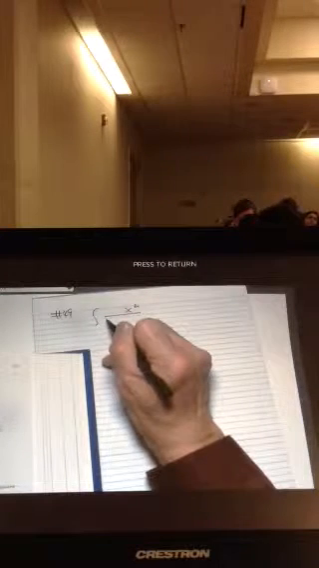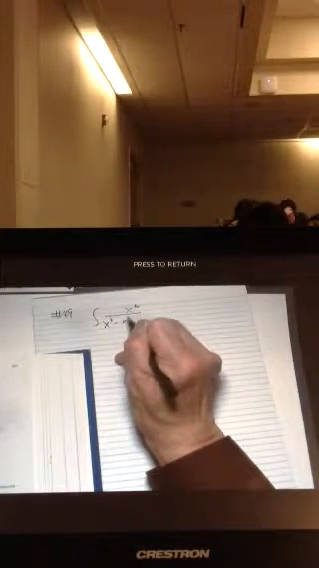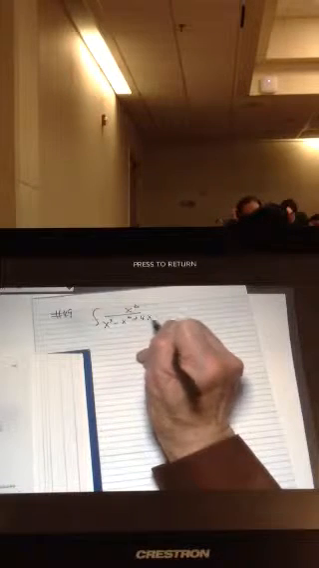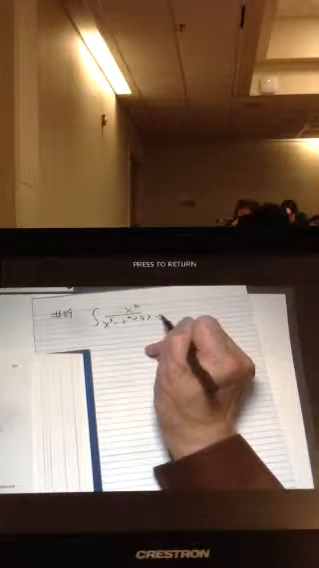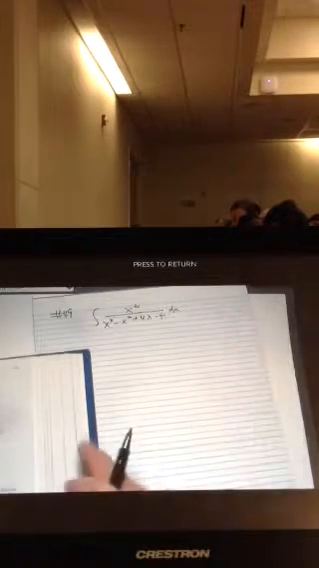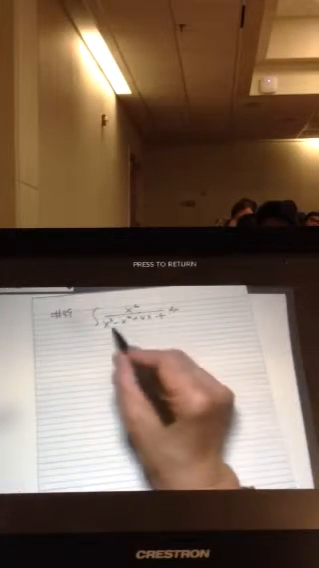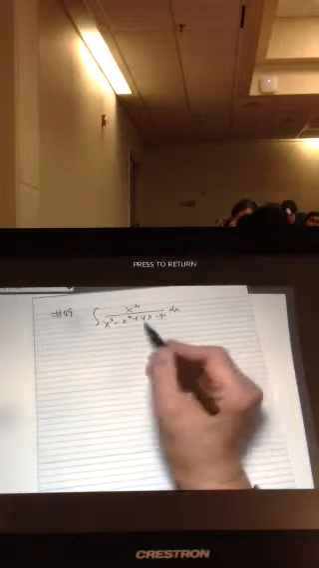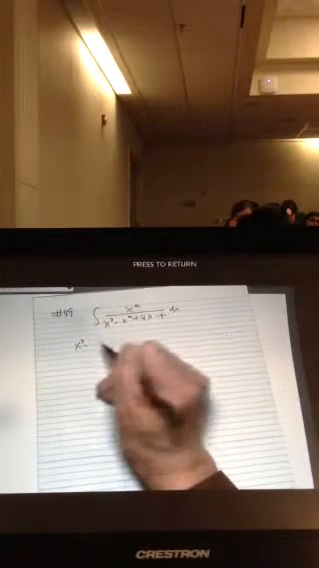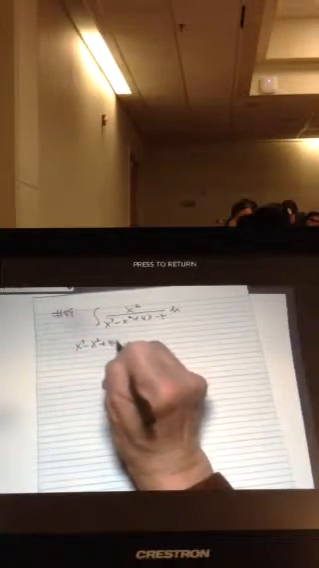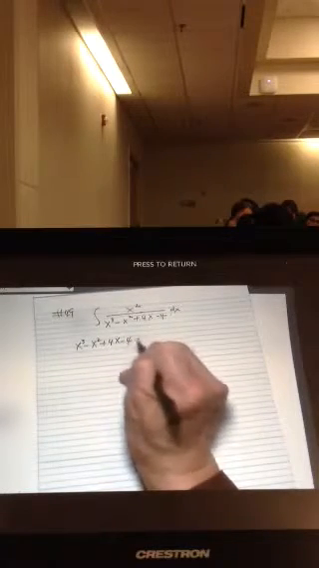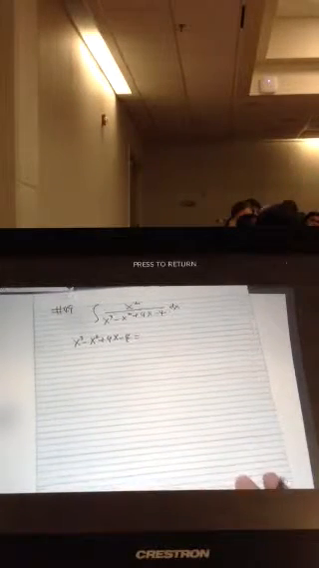Indigo. The integral of x squared over x cubed minus x squared plus 4x minus 4 dx. Okay. All right. So the first thing I need to do is to factorize this denominator. I want to see what factor it has. Okay, I want to factorize this.